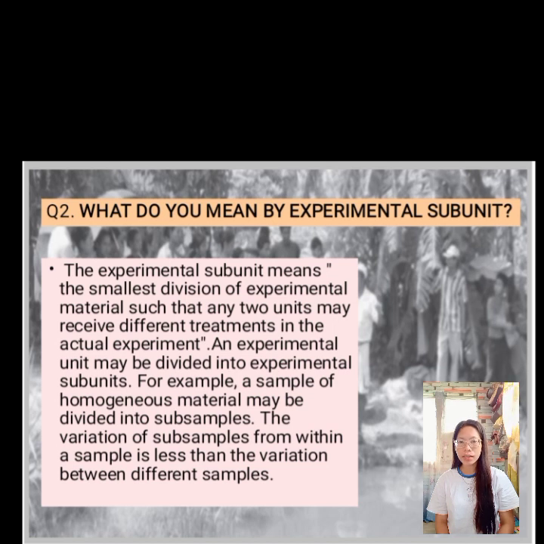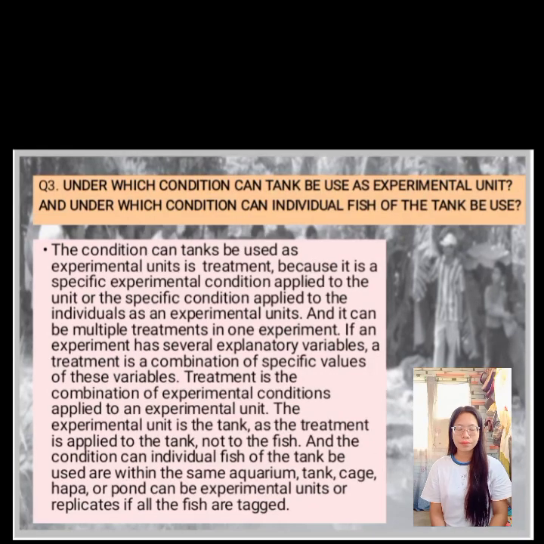For example, a sample of homogeneous material may be divided into subsamples. Maaari itong hatiin sa dalawa. Then, the variation of subsamples from within a sample is less than the variation between different samples. So, magkakaiba yung mga subsample na yon mula dun sa loob ng isang sample.